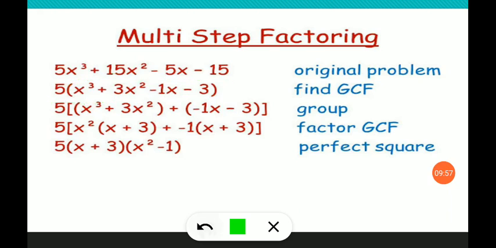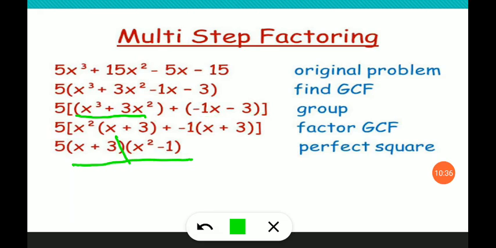Now since there are 4 terms, we will use grouping of the terms. On grouping, the two groups are x cube plus 3x square and minus x minus 3, and hence while taking the common factors, we get x square into x plus 3 minus 1 into x plus 3. Again taking the factors common, x plus 3 into x square minus 1.